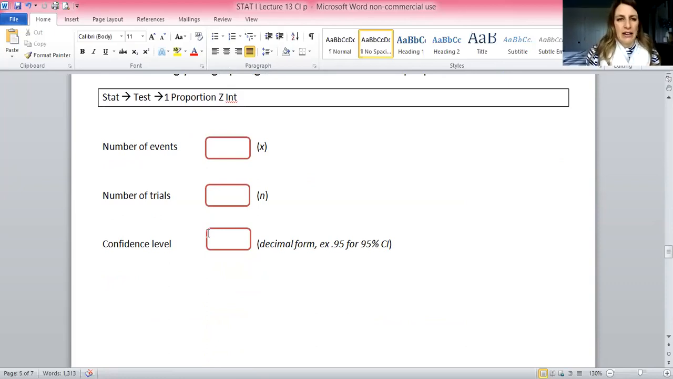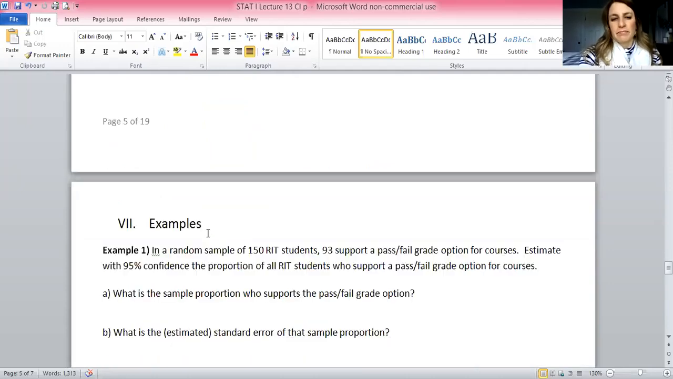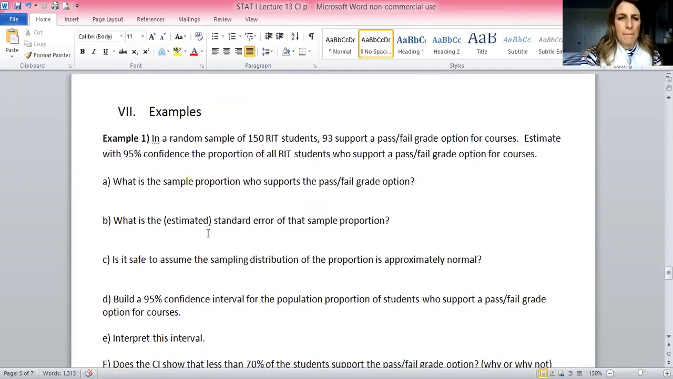So for mine, I go to STAT, TESTS, 1-PropZInt. I have to enter an x, n, and my confidence level in decimal form. So if it's 95%, I'm going to use 0.95. Okay. Let's take a look at an example.